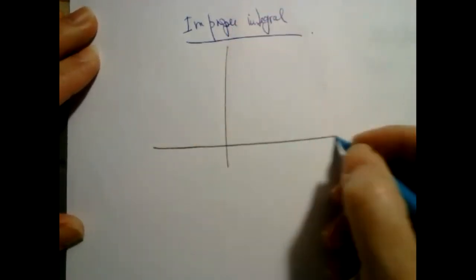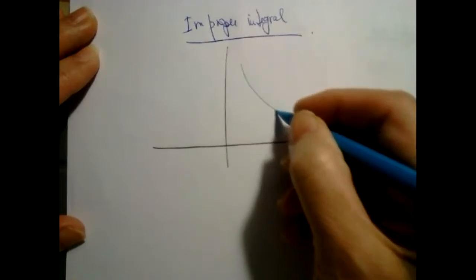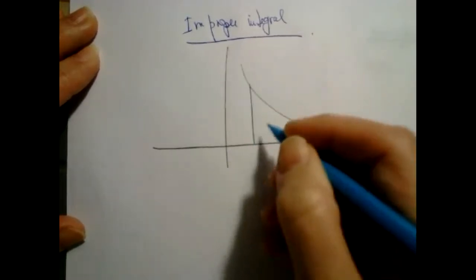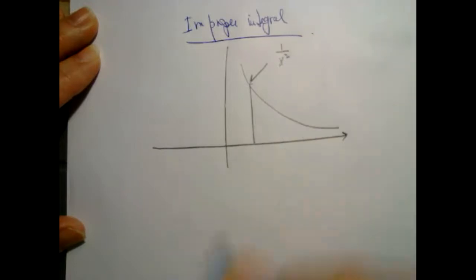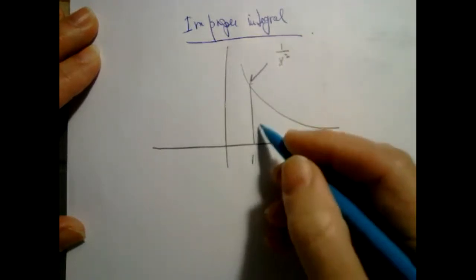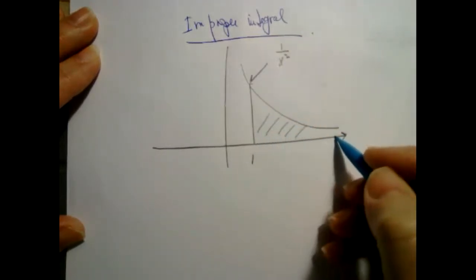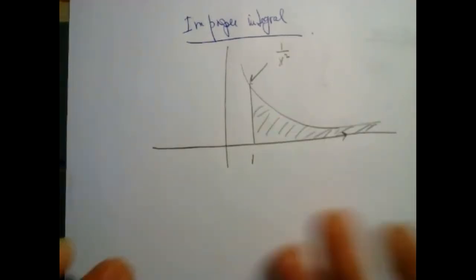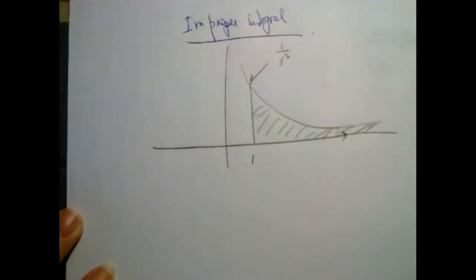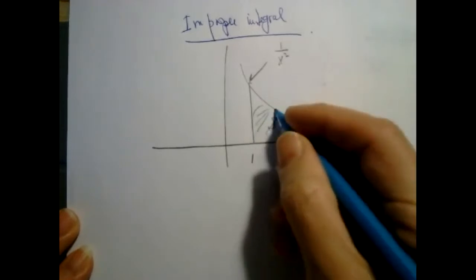We took the following infinite area. This was the graph of the function 1 over x squared. This was 1. And we took this infinite area. I mean, it goes on and on and on. We didn't really stop at all. And the question is, okay, what's the area of this region? What do we mean by this area?